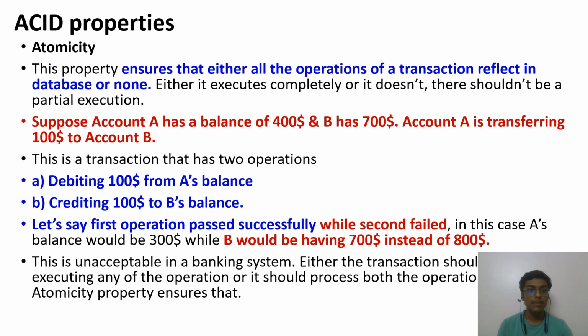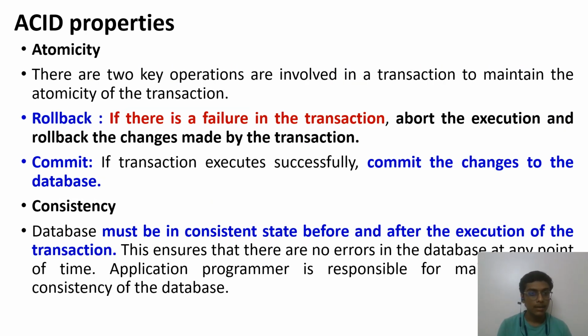This is the explanation about atomicity. This property ensures that either all the operations of a transaction are reflected in the database or none. There is a concept called rollback. If there is a failure in the transaction, it aborts the execution and rolls back the changes made by the transaction.